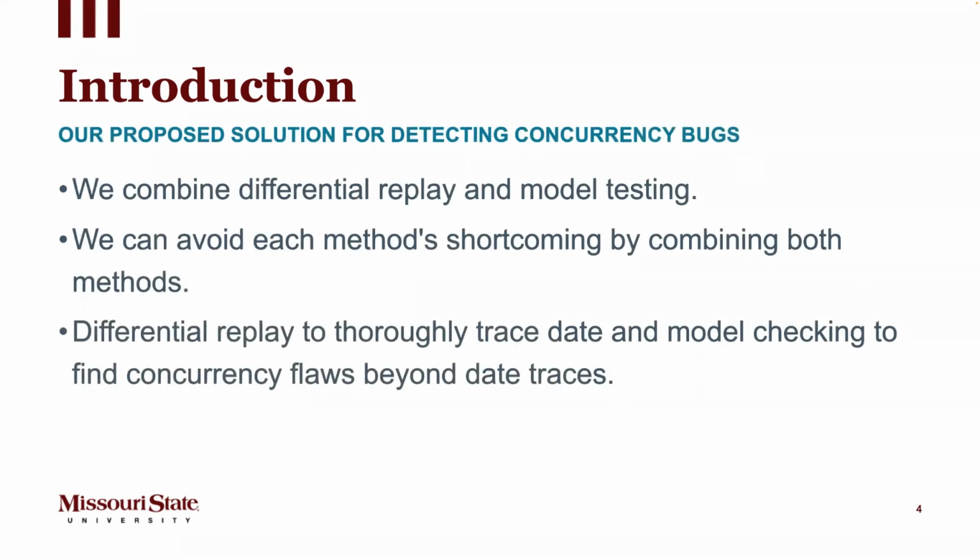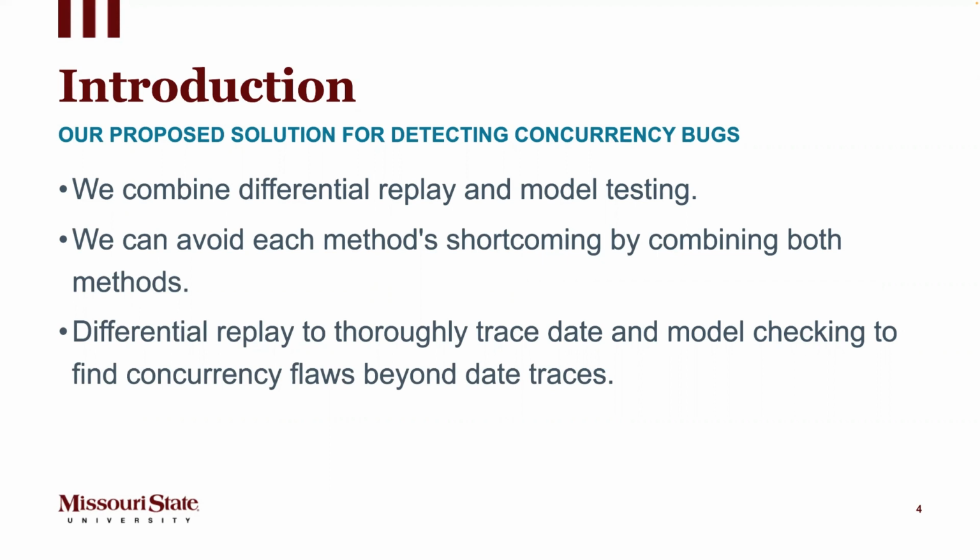Our recommended solution combines differential replay and model checking to solve the shortcomings of each method. Our technique may recognize many concurrency problems in software systems by employing differential replay to thoroughly gather trace data and model checking to find a wide variety of concurrency flaws beyond data races. Our method is innovative in the field of concurrent fault finding since it's efficient, scalable, and inclusive.